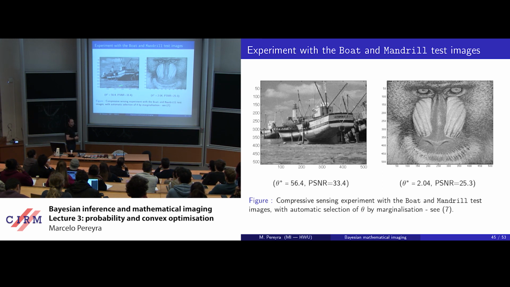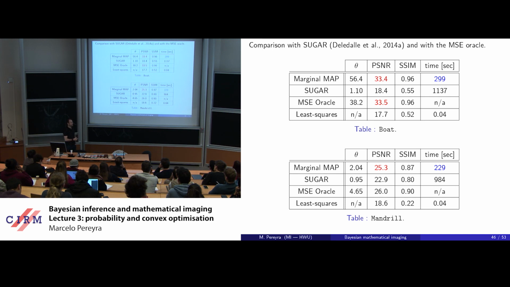Yeah, so it seems to be working fine in these two cases. The question is whether we could have got really bad results if we had chosen theta incorrectly, and how this compares with other strategies. So we compared it with an oracle that knows the best possible value for theta. And we observed that the oracle gets a PSNR of 33.5, and we're at 33.4. So we're not far from the oracle.